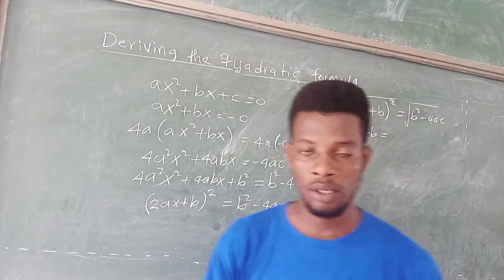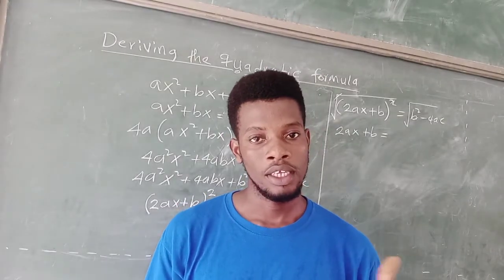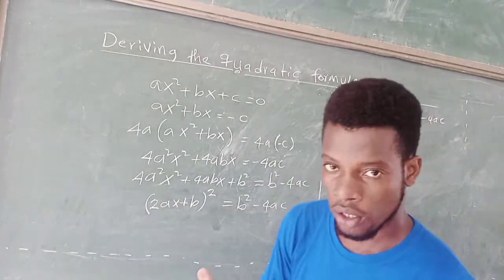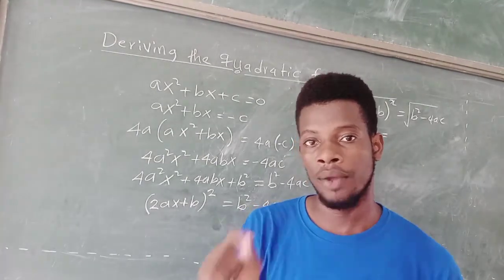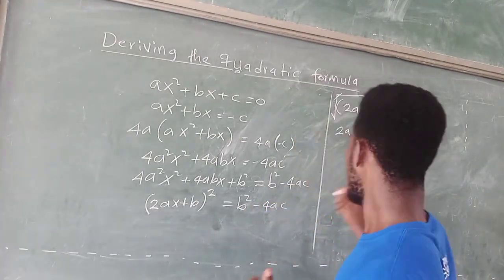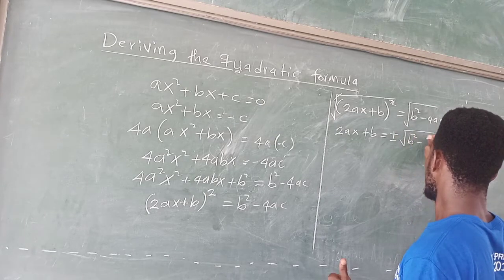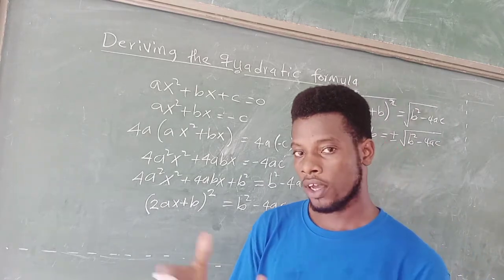Now, a very important point. Each time you take the square root on both sides, provided the square is on the left hand side, the right hand side of the equation will carry a plus or minus. So we have plus or minus the square root of b squared minus 4ac. And remember, we are solving for x.